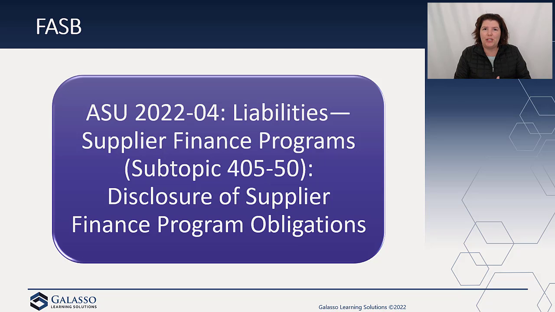And so ASU 2022-04 provides a little bit more guidance around disclosures, just a little bit about the requirements here and a little bit about what the arrangement is. And so that is a new disclosure set. So as I said, pretty targeted. If you don't have this situation, then you don't have any applicability of this ASU.